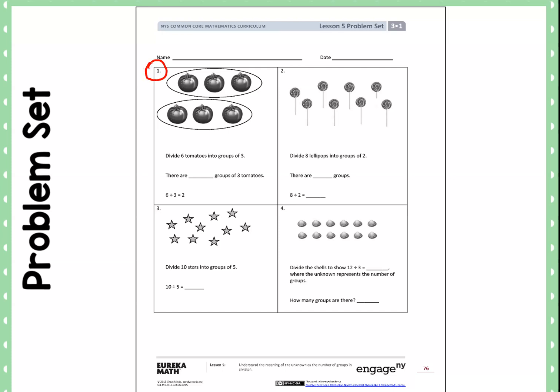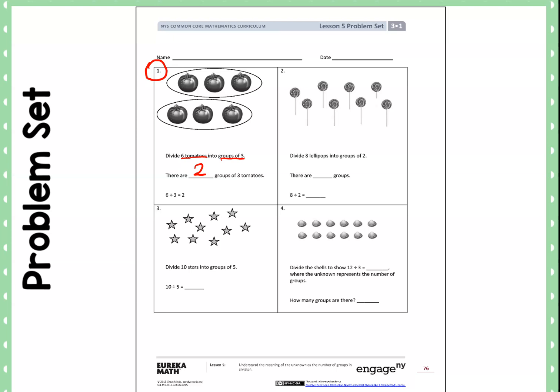It says divide 6 tomatoes into groups of 3. There are blank groups of 3 tomatoes. And then it says 6 divided by 3 equals 2. So this one's a pretty easy one. We just have to fill in one blank. Okay, so we know that there's 6 tomatoes total, and we know they're in groups of 3. So what are we trying to solve for? The size of the groups or the number of groups? The number of groups. And if we count the groups, we see there's 1 group, 2 groups. So there are 2 groups of 3 tomatoes. That's number 1. Great job.